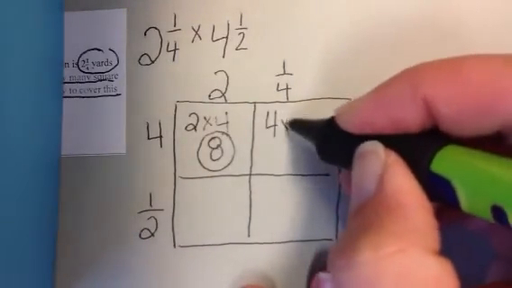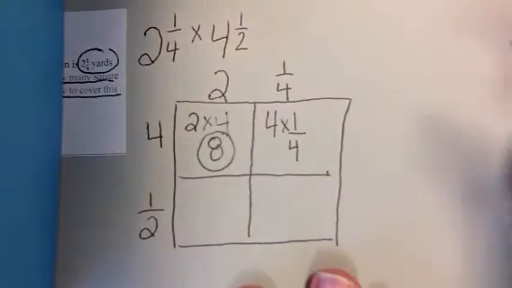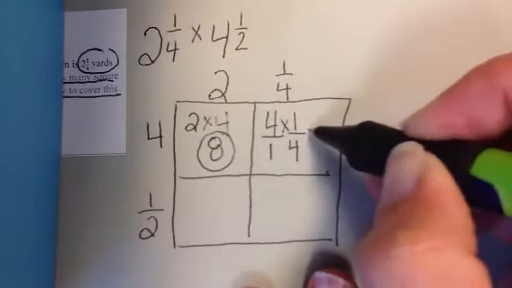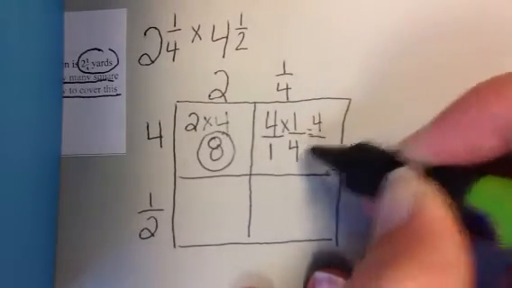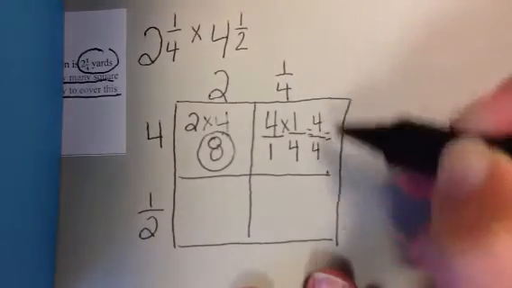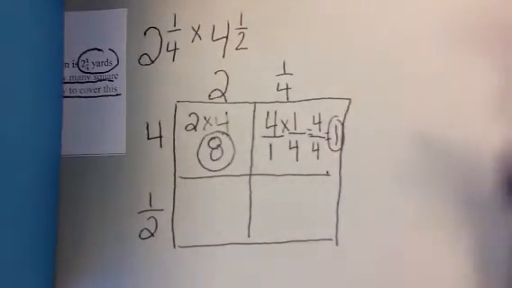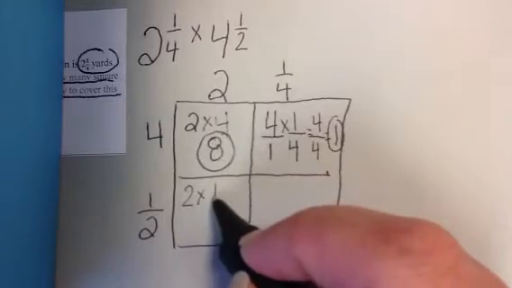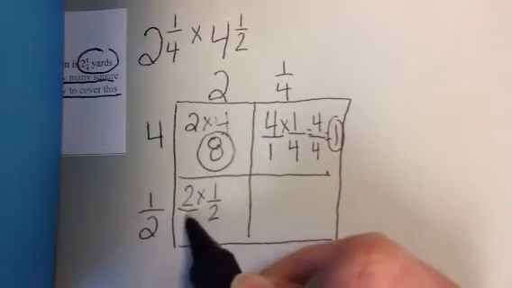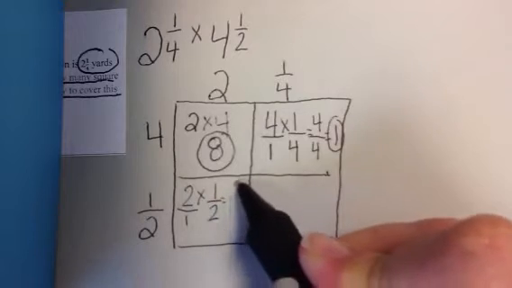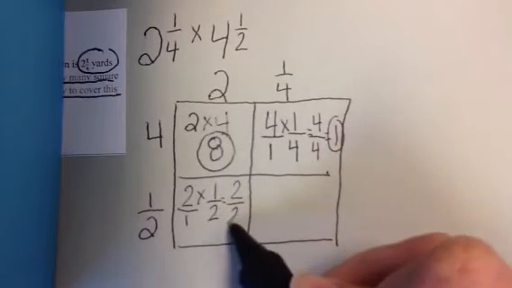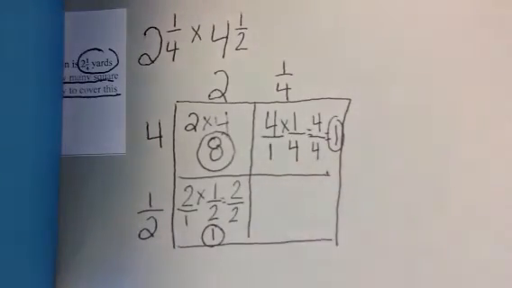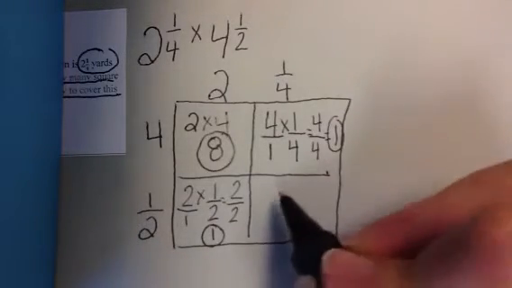This one, 4 times 1/4. What's the denominator of a whole number? 1. 4 times 1 is 4. 1 times 4 is 4. 4/4 equals 1. Can't get any more simplified than that one. All right, so 2 times 1/2. Put the denominator of 1. 2 times 1 is 2. 1 times 2 is 2. 2 halves, another one that works out well. That equals 1 whole. 2 over 2.